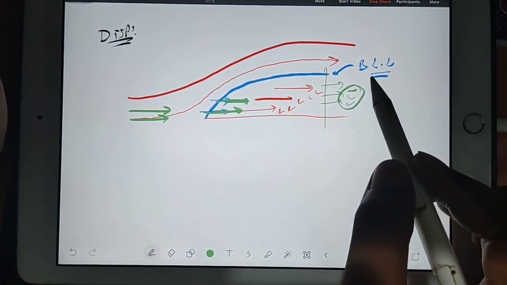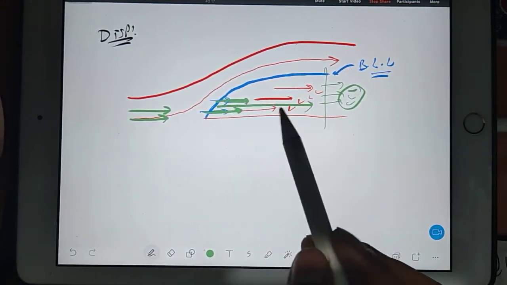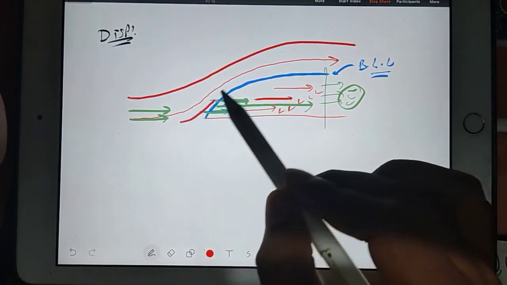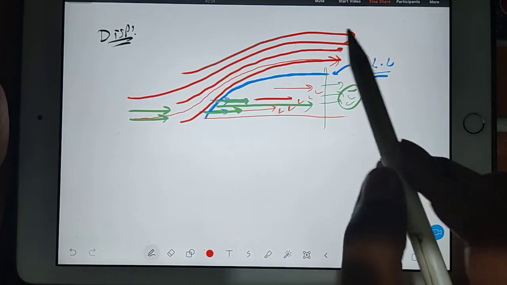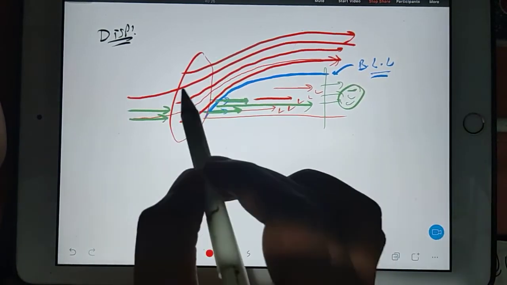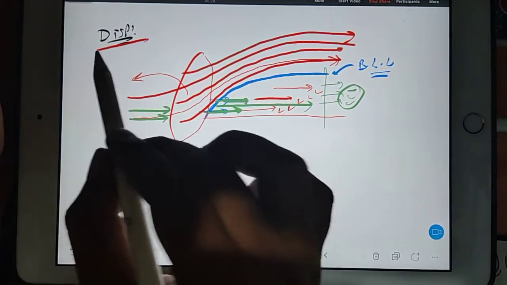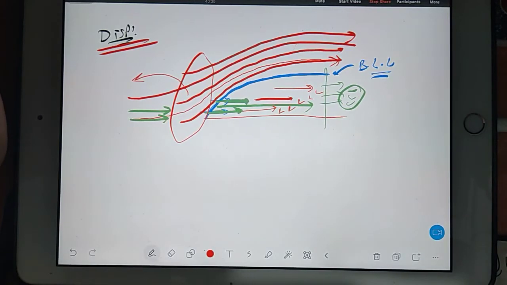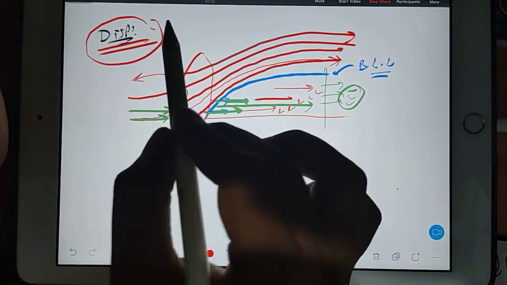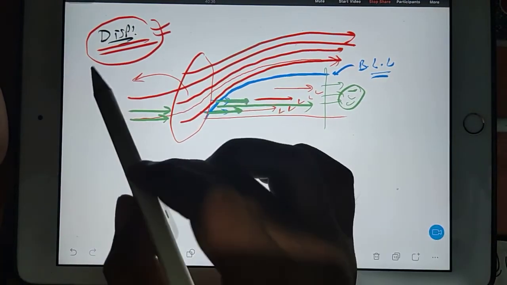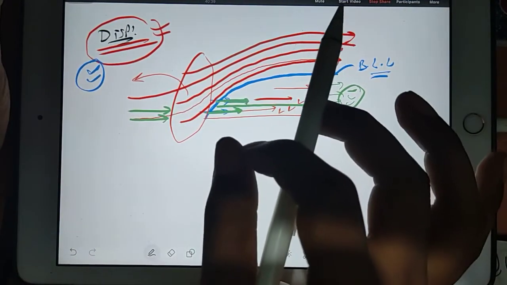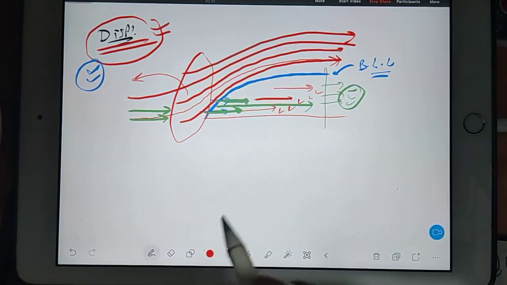So my point is, because it is happening slowly, some mass is deflected in this direction. How much mass is being deflected in this direction? That we will give in mathematical terms as displacement thickness, like how much mass is being displaced. So how do we find out displacement thickness? That is the mathematical portion.